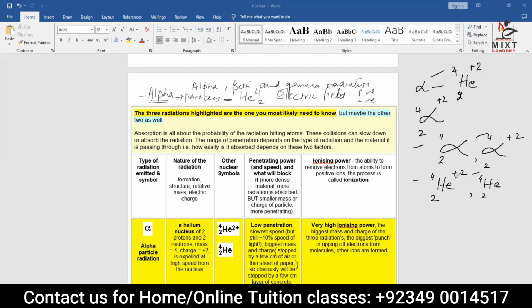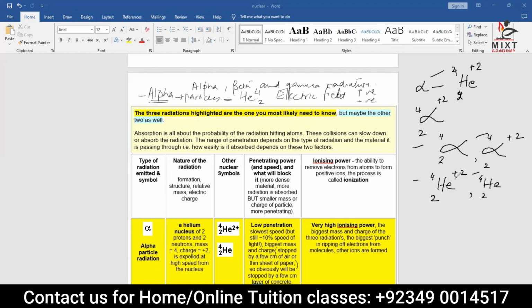So that's what our point is. Alpha particles deflect towards the cathode, which shows that alpha particles are positively charged particles.